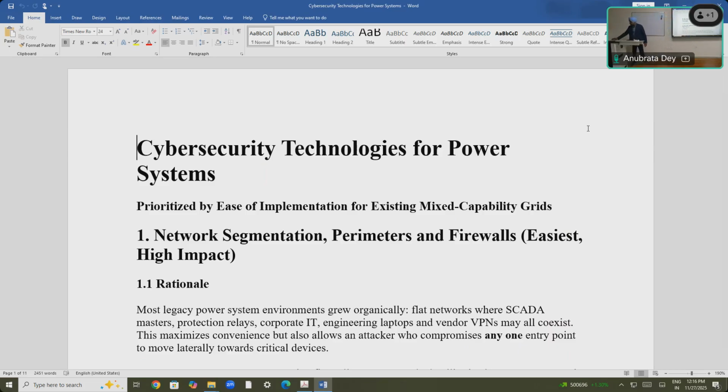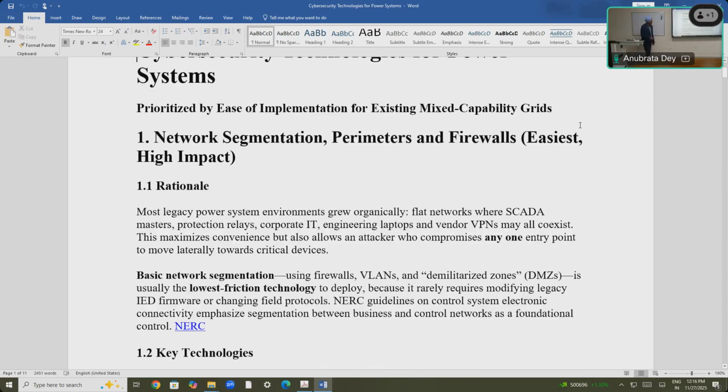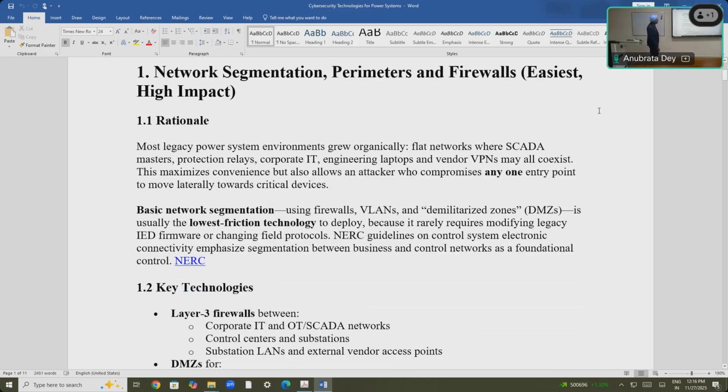If you look at priority in terms of ease of implementation, segmentation, perimeter, and firewall are the easiest and high impact. We have talked about some of these technologies already. This does address the legacy environment, because the majority of legacy environments have a flat structure, where you have SCADA, meters, protection relay, corporate IT, engineering laptops, vendor VPNs, and so on. Everything is together.